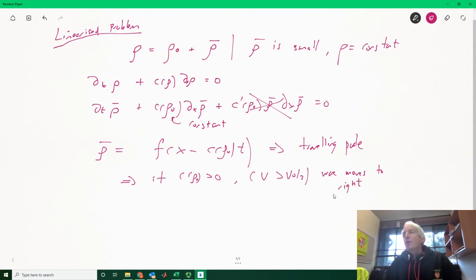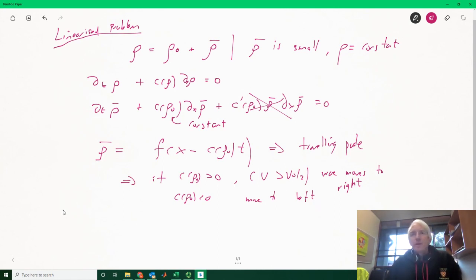Remember, this is a single road of cars. It's one lane of a motorway or 2 lanes of a motorway. You haven't got cars going both directions or anything like that. And all the cars are driving to the right. Okay, and then if c of rho naught is less than 0, it moves to the left. I'm not going to say too much more about the linearization.